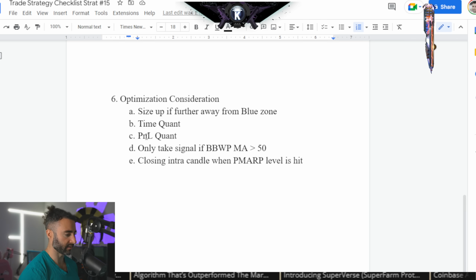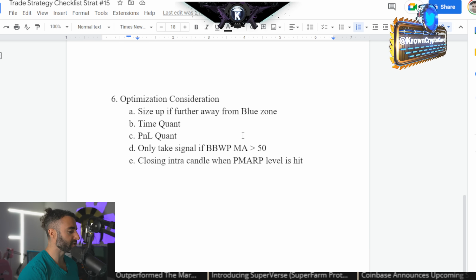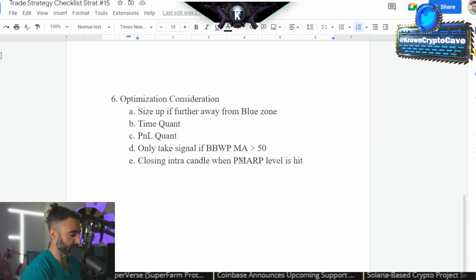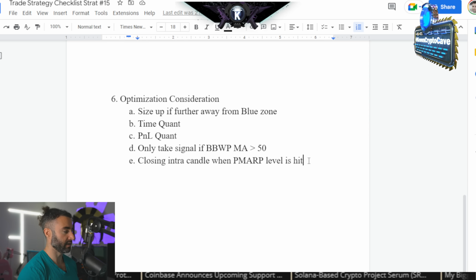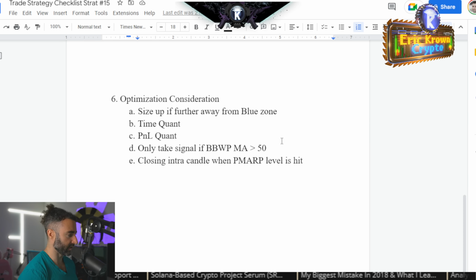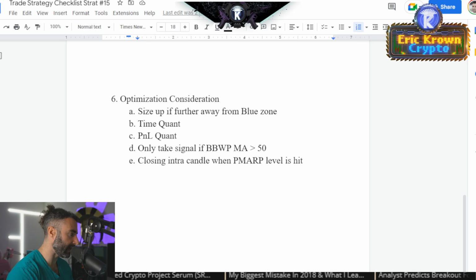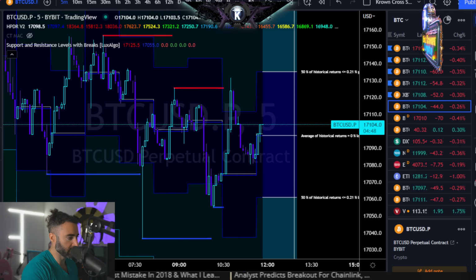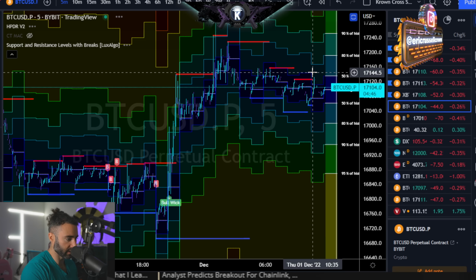You can also only take a signal if the BBWP moving average is greater than the 50th percentile, or you could close intra-candle when PMARP levels hit. This one I do in my own practice. I won't test like this, however, because you can't do that with the data. But anyway, let me show you very briefly on the charts what it looks like. This is what it looks like really quickly.